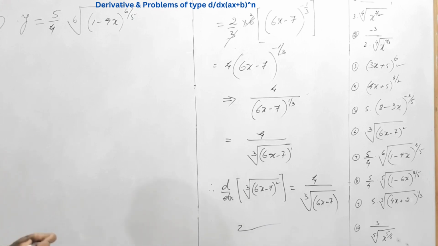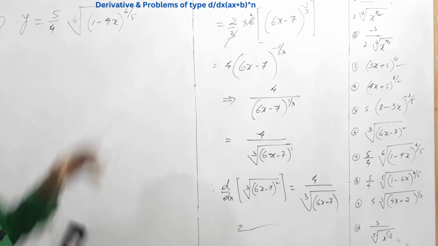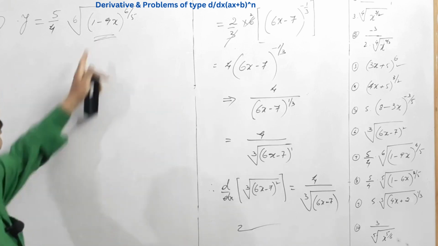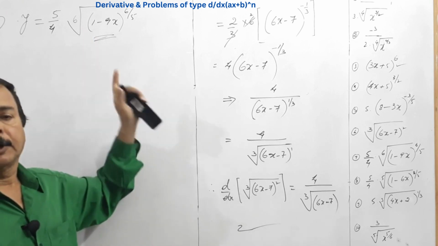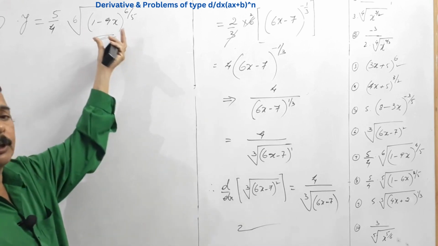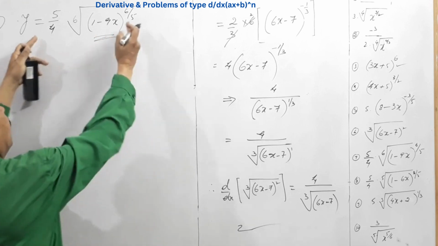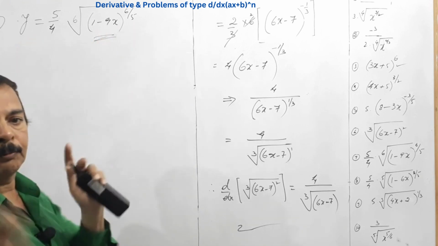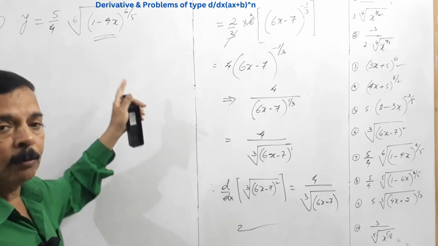Now look at this problem. It looks complicated, but it is not difficult. So bring it to a standard form. The standard form is, try to concentrate on this fellow, 1 minus 9x. This is of type ax plus b. So you have to bring it to the standard form. Don't look at these values. They are confusing. But look at this fellow and try to bring it to a standard form. How to go about it?